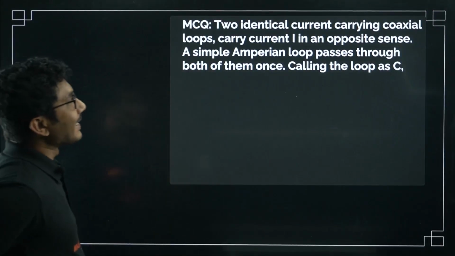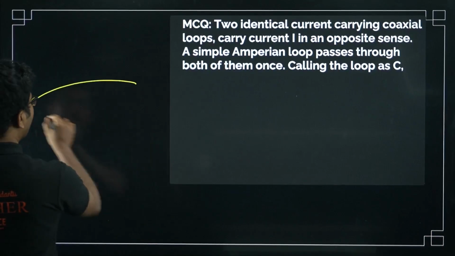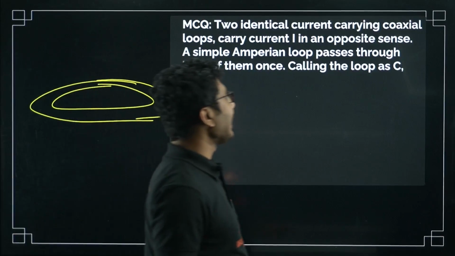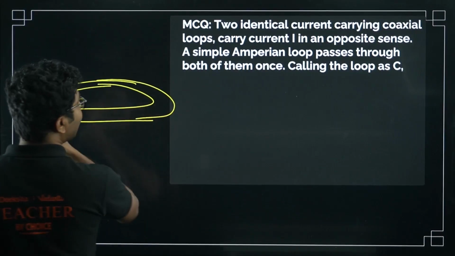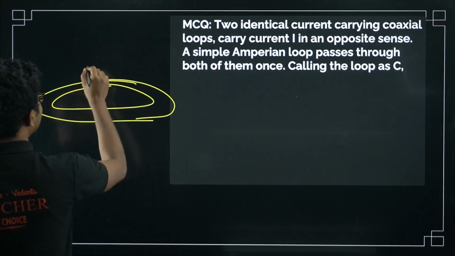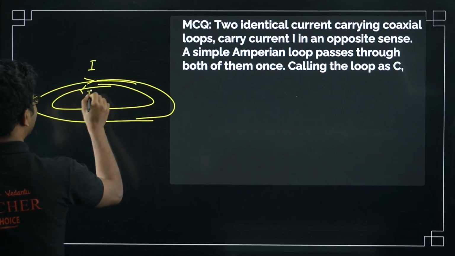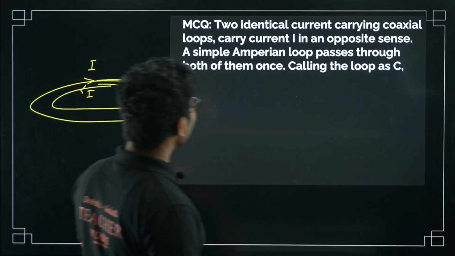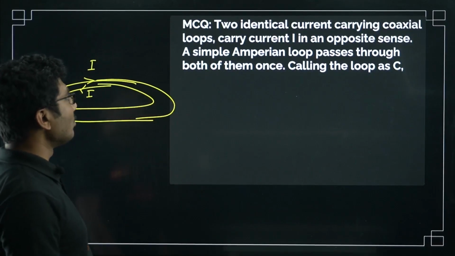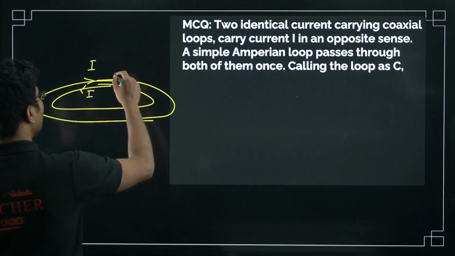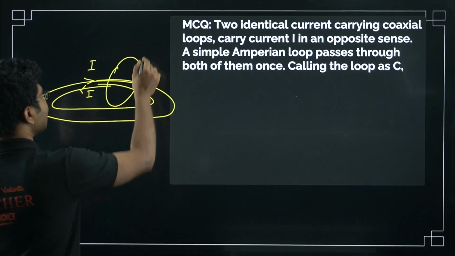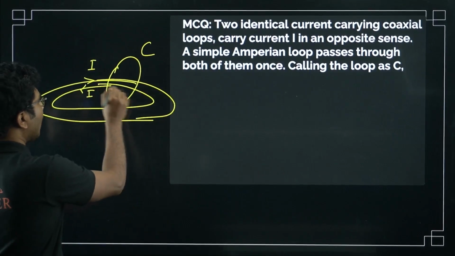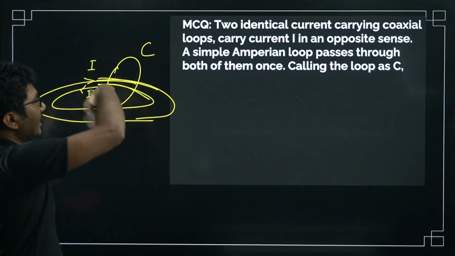So, two identical current carrying coaxial loops. We have one loop like this, another loop like this, and they are carrying equal current in opposite directions. One is carrying current I in this direction, another is carrying current I in the opposite direction. Now, a simple Amperian loop passes through both of them at once, calling the loop C. So this is loop 1, this is loop 2, and the Amperian loop passes through both of them.